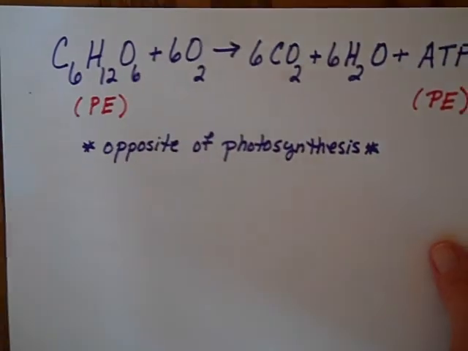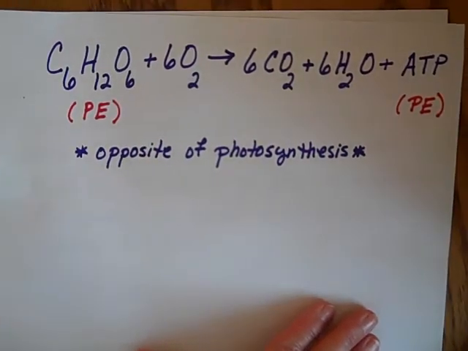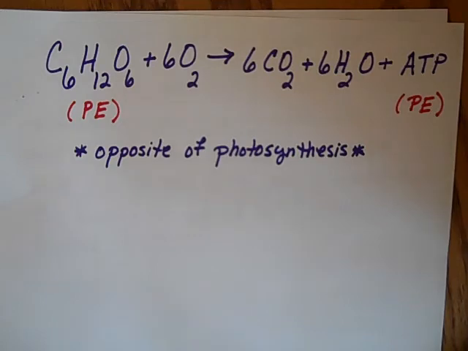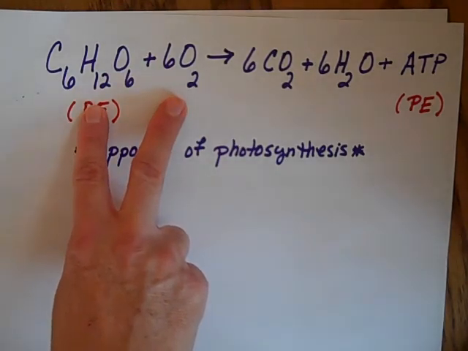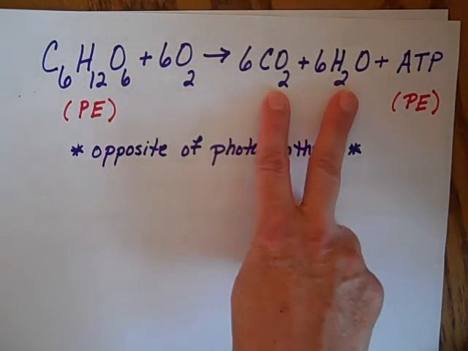So, glucose is C6H12O6, has a lot of potential energy in it, plus 6 oxygen molecules, equals or yields 6 carbon dioxides plus 6 water molecules plus ATPs, which also have a lot of potential energy in it. And just remember, this is the opposite of photosynthesis. So these are the reactants of cellular respiration. They were the products of photosynthesis. These are the products of cellular respiration, and this is what you started with, your reactants for photosynthesis. Okay?